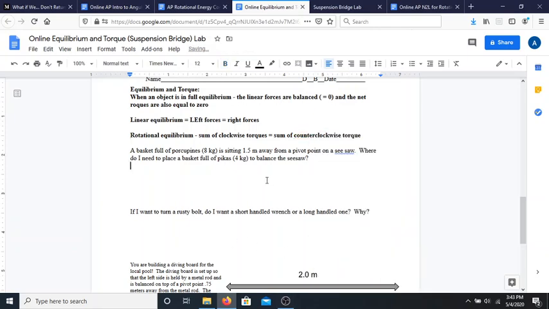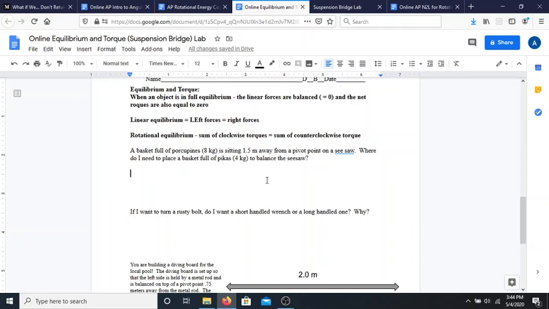So the first question here has to do with a basket full of porcupines. So I have a basket full of porcupines, and they are sitting 1.5 meters away from a pivot on a seesaw. All right. Now, what I'd like to do is I want to place a basket that is full of picas to balance the seesaw, so it just kind of sits there in equilibrium. All right. Now, of course, a seesaw is a rotating system, so we need to make sure that in this case, to make sure it's in equilibrium, we have to keep the rotational equilibrium balanced. All right. Now, to do that, we need to think about what has to be true for rotational equilibrium. And that means that the clockwise torque has to equal the counterclockwise torque.